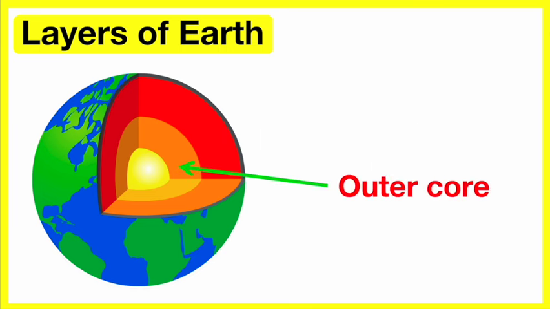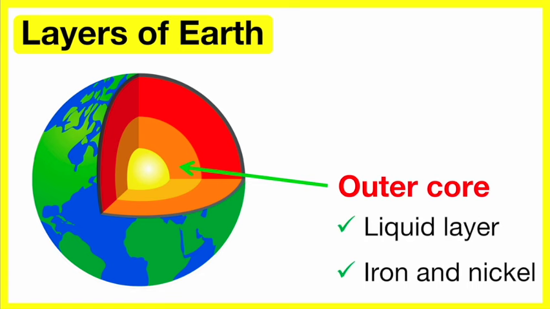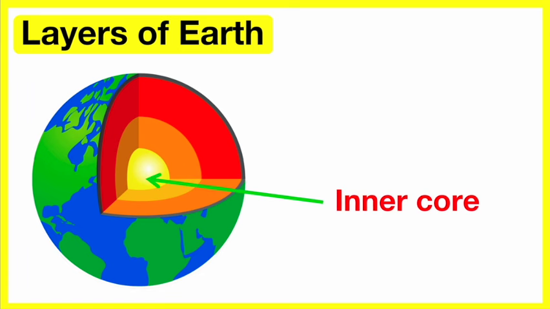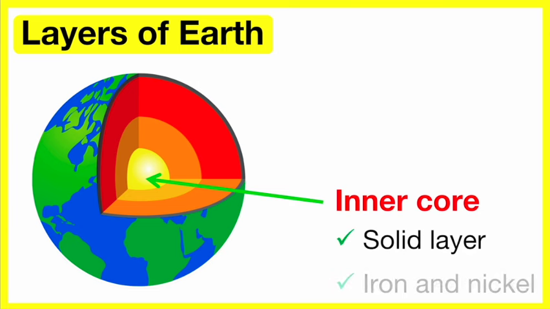The outer core is the layer which surrounds the inner core. It's a liquid layer made up of the metals iron and nickel. The inner core is right in the center of the Earth. It's the hottest part. It's solid and it's made up of the metals iron and nickel.